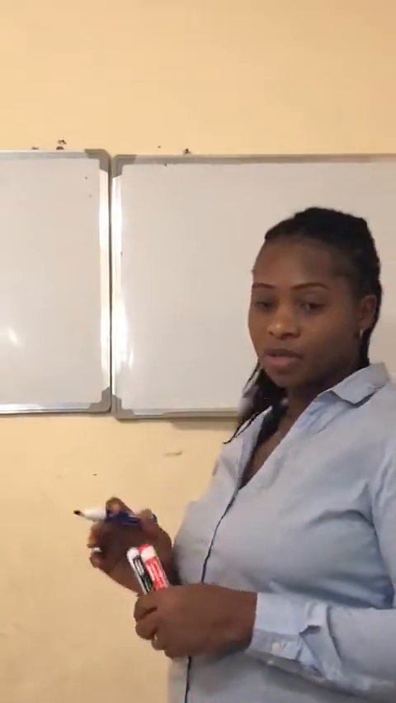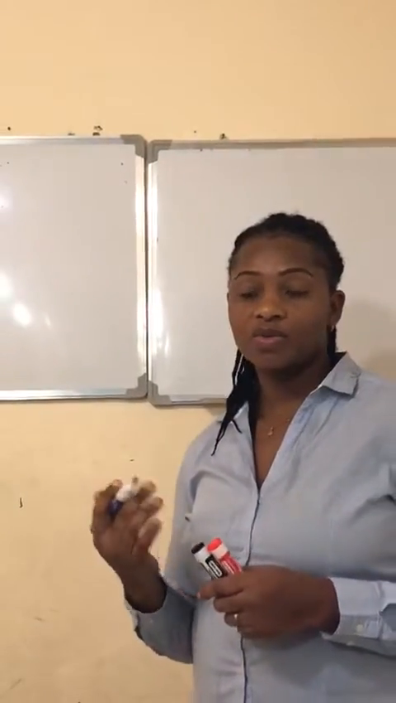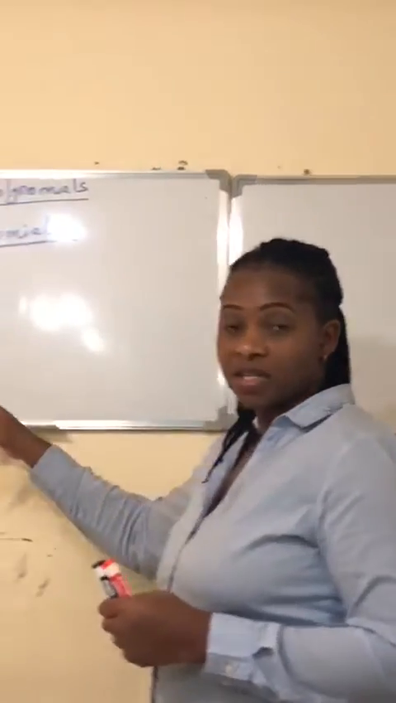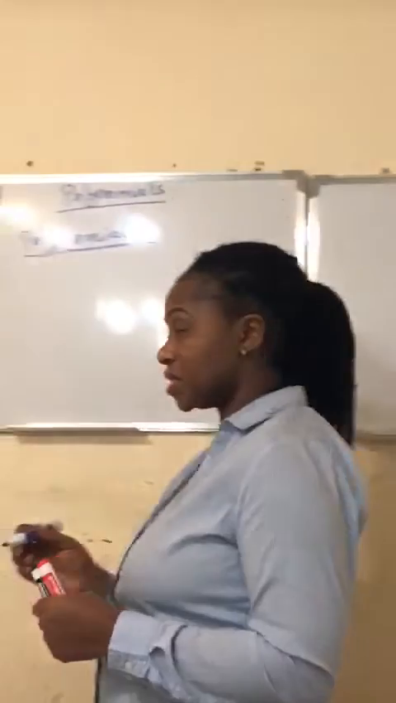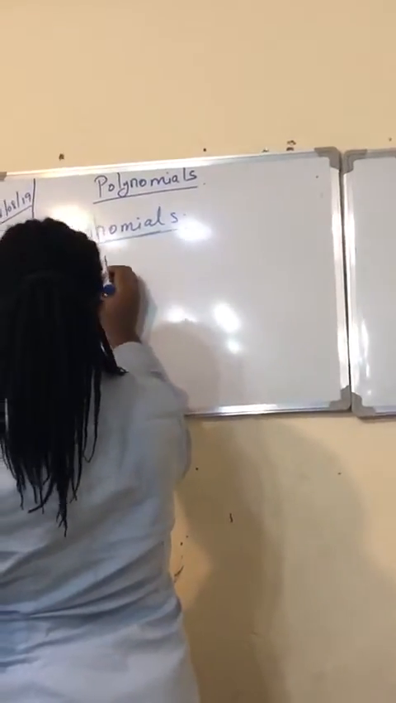Before the video ended, I was talking about how we have seen how to factor trinomials when the coefficient of the first term is 1. Now let's see how to factor when the coefficient of the first term is different from 1. So, when to factor when the coefficient of a is different from 1.